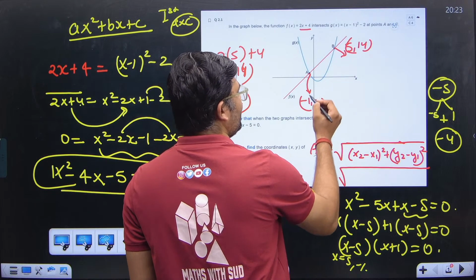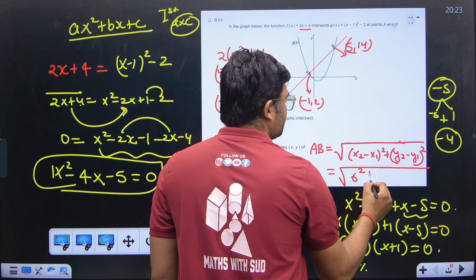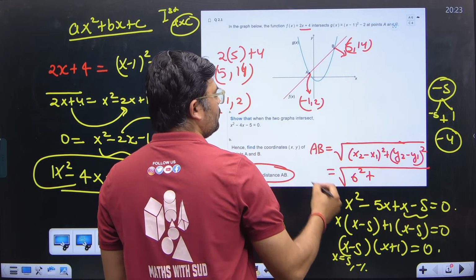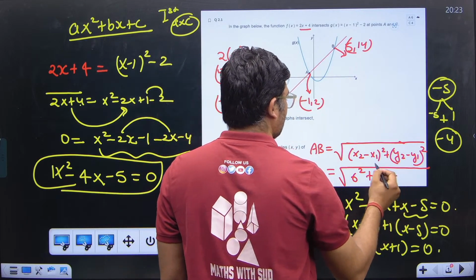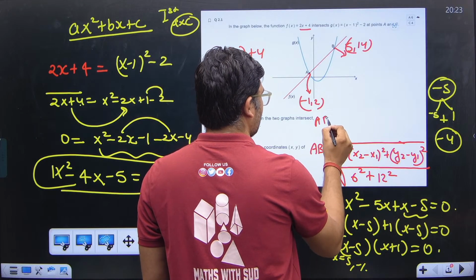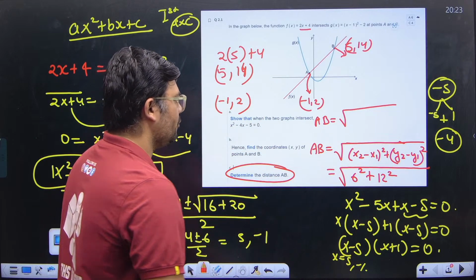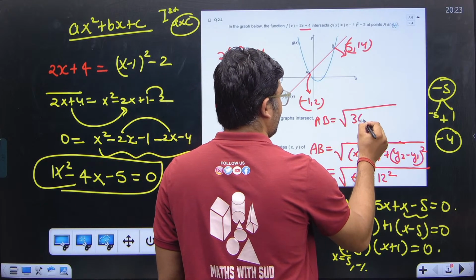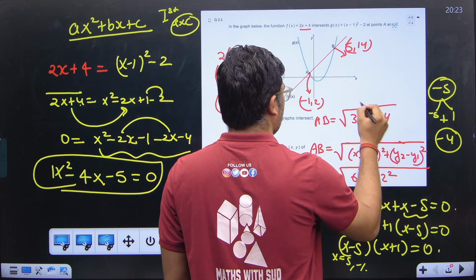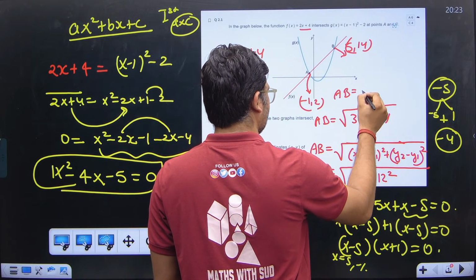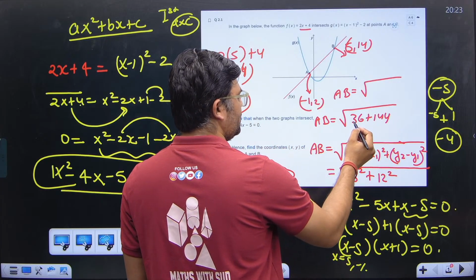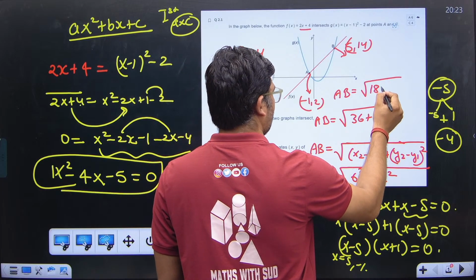So 5 minus minus 1 will be 6 square and 14 minus 2 will be 12 square. So AB will be under root of 6 square is 36 and 12 square is 144. So you will write 36 plus 144. So 4 plus 3 is 7 plus 1 is 8, so 180.